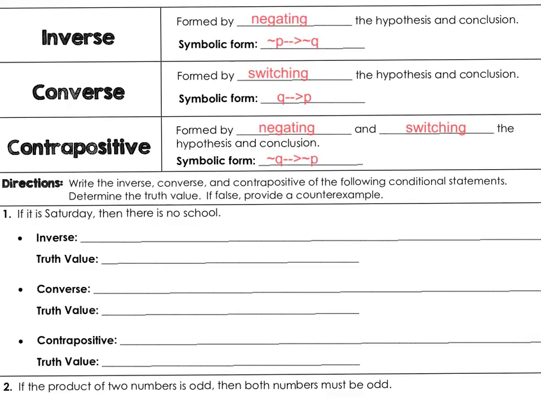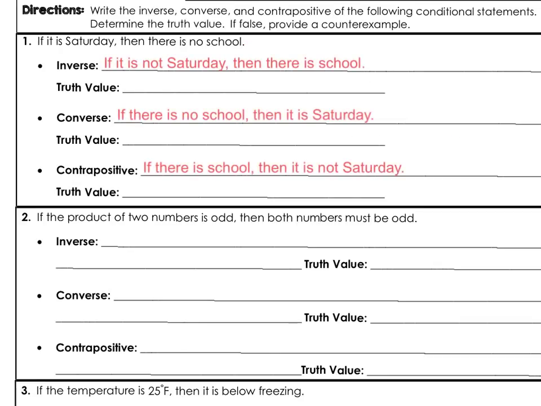Okay, so down below, we're actually going to put this into practice and create the inverse, converse, and contrapositive, as well as identifying the truth values. So here are our three statements. So the first one is the inverse, and when we took the inverse, we had to just switch the order of the conclusion to make it the we negated it.